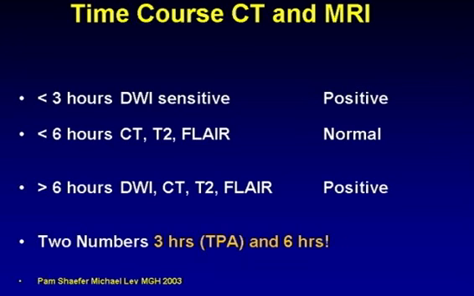Let's briefly run through the time course for CT and MR abnormality. In the first 3 hours, you'll see that diffusion is clearly very sensitive, and we'll look at that. Within the first 5 or 6 hours, usually CT and routine conventional MRI, so T2 and FLAIR, are typically normal. Beyond 6 hours, you'll start seeing some abnormality on CT and T2 weighted imaging and FLAIR imaging.